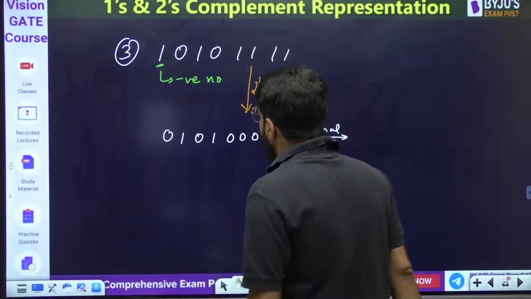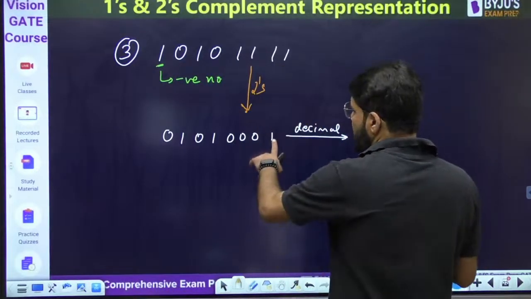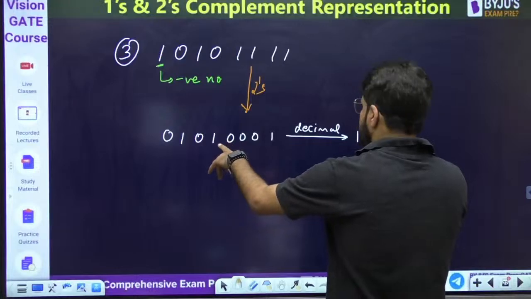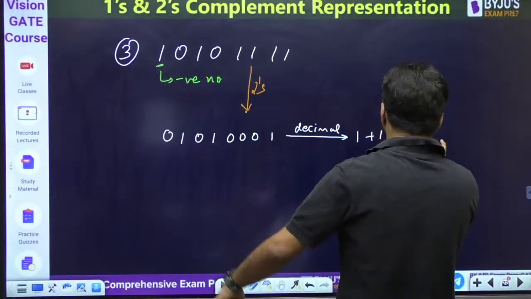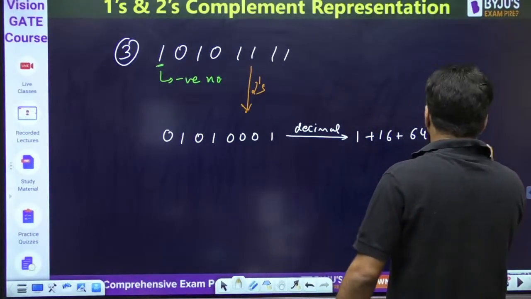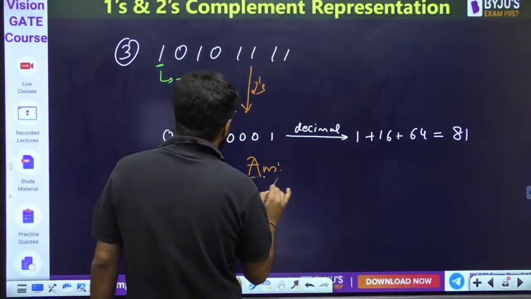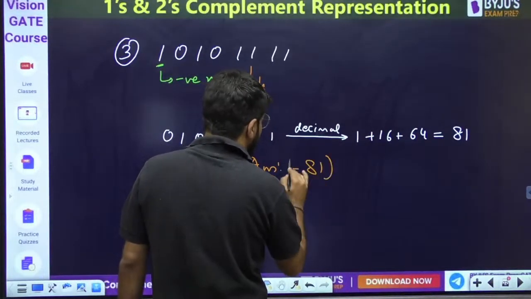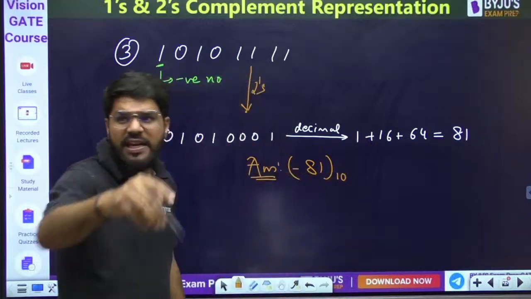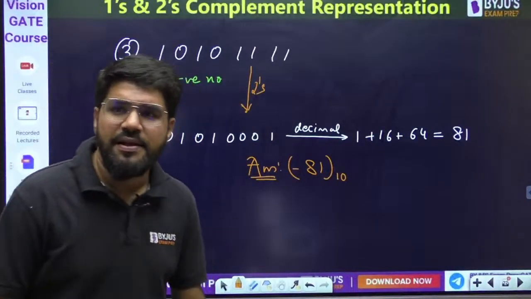Again the GP method, 1, 2, 4, 8, 16, 32, 64. So this is 80, 81. Okay, what is the answer? The answer is negative 81. It's negative 81. Everybody clear? Yes, Ramji Patel, correct answer.